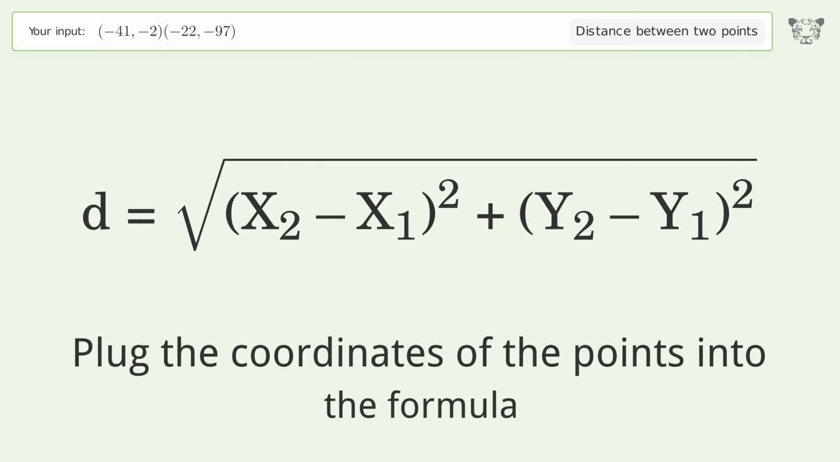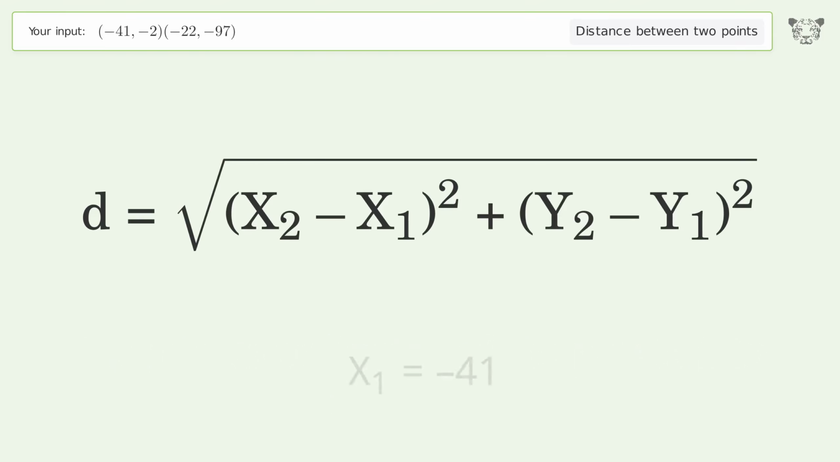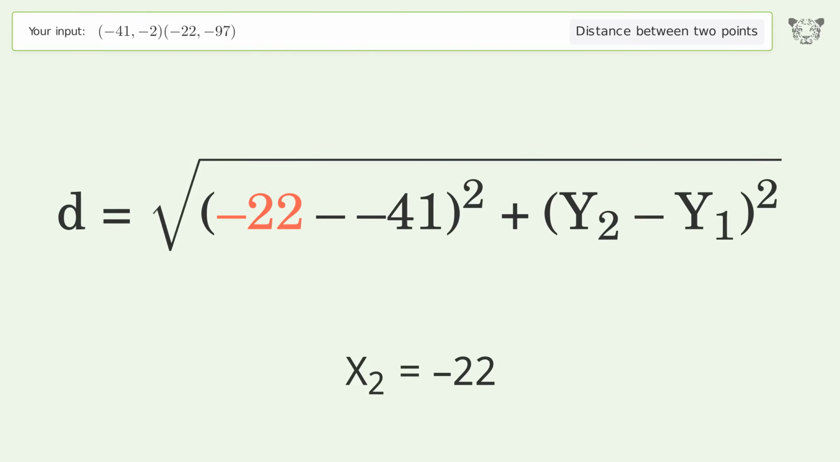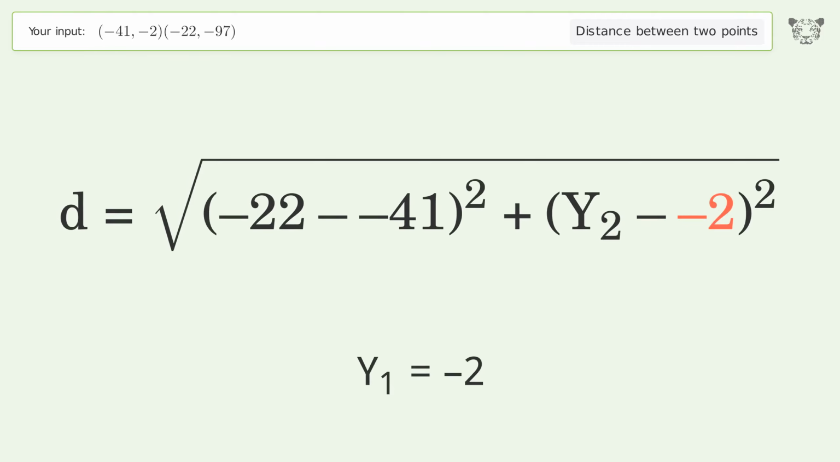Plug the coordinates of the points into the formula. x1 equals -41. x2 equals -22. y1 equals -2. y2 equals -97.